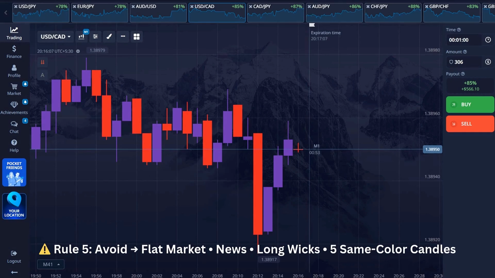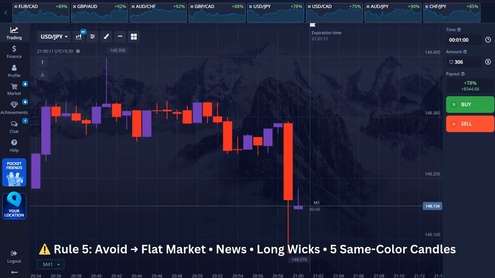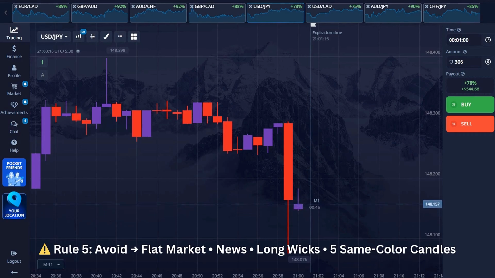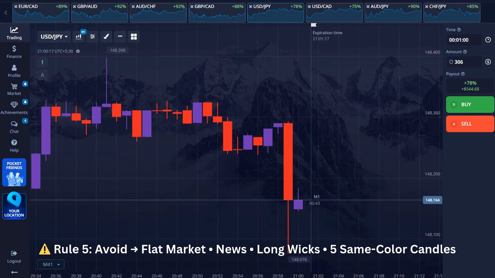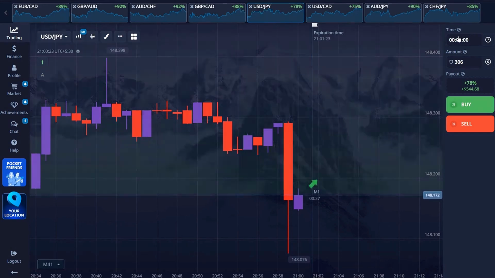Rule 5. Avoid bad conditions. Now, very important. Avoid if all 5 candles are the same color. That usually means a strong trend and the trap may fail. Also avoid flat markets with tiny candles, high news events, and trigger candles with very long wicks. So that's the complete rule set. With these 5 rules, you'll know exactly when to take a trade and when to stay out.